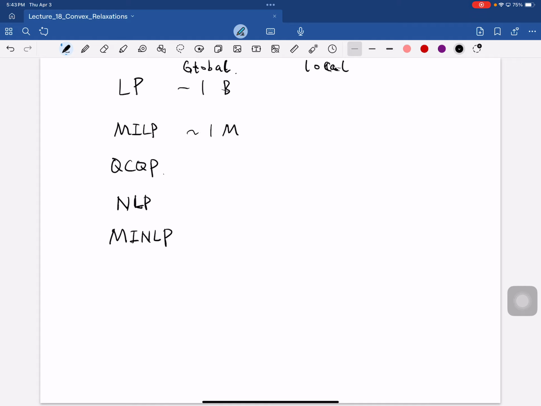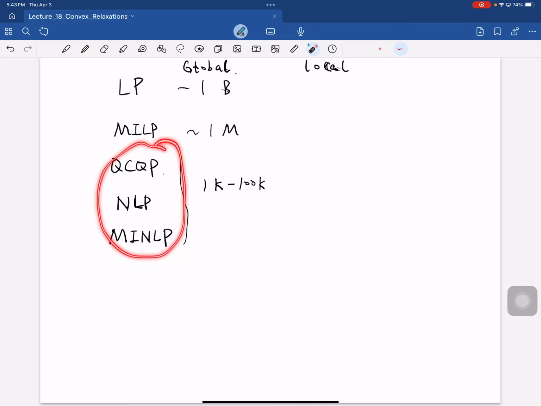For QCQP, it could be quite problem dependent. For all these problems, if it's non-convex and quite nonlinear, you could just talk about 1K to, let's give an arbitrary order of magnitude, maybe 100K variables. For a very challenging non-convex MILP problem, even a few thousand variables can make the solver struggle, okay? But for all these methods, you could use a local solver, especially for QCQP.